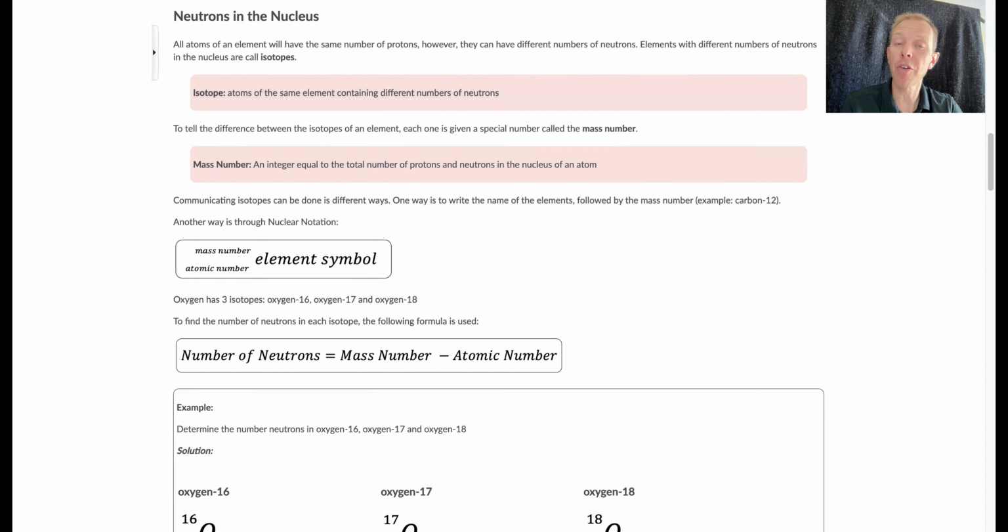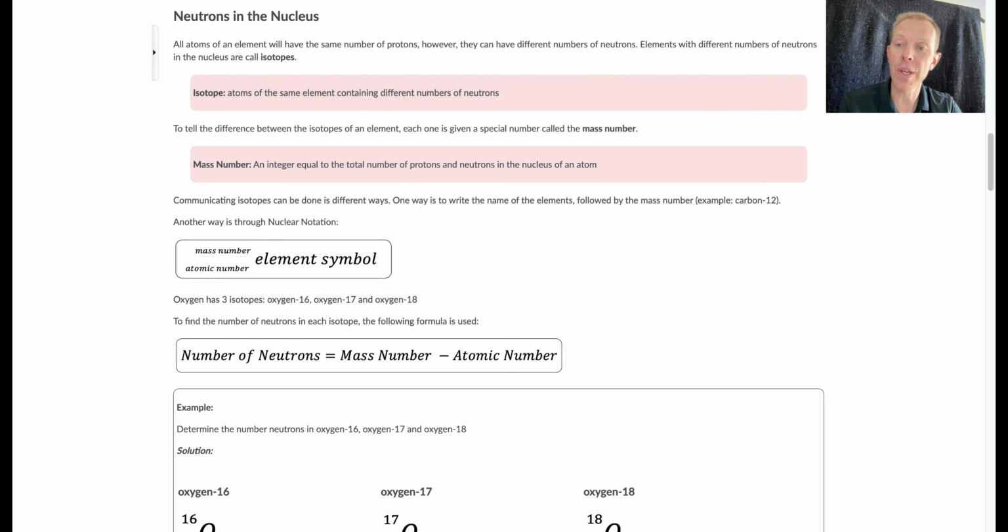We know that the number of protons in the nucleus, or the atomic number of an element, is what makes it unique. However, the number of neutrons within the nucleus for every single element can be different. These are what are called isotopes. Isotopes are simply atoms of the same element with different numbers of neutrons in the nucleus.